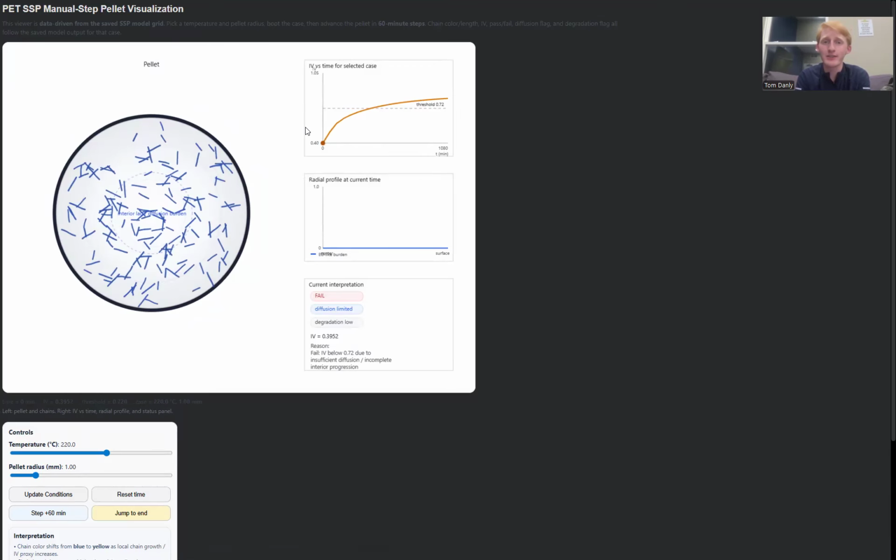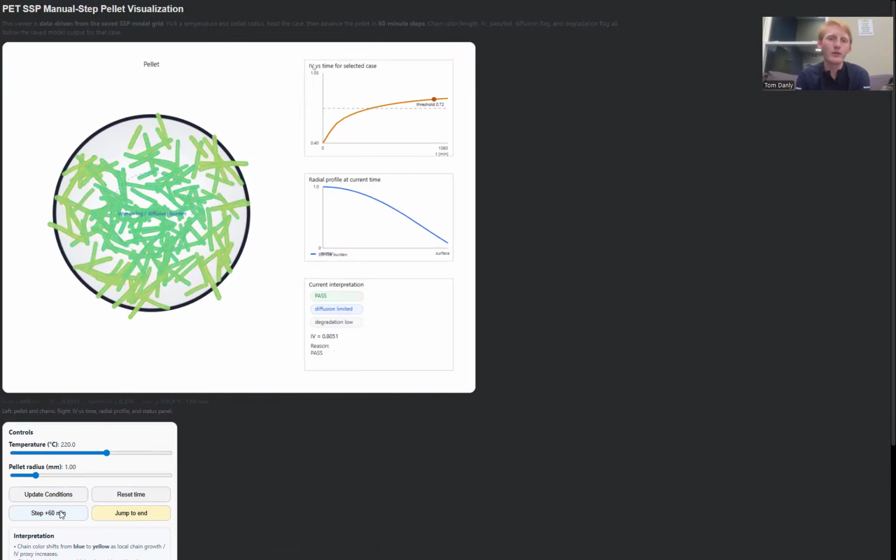Now we'll go over to the actual applet, where, setting these initial conditions of temperature and pellet radius, we can see the intrinsic viscosity versus time graph for it, and we'll be able to see the diffusion of ethylene glycol out of the system, and we'll also be able to see how molecular weights vary throughout the pellet. So as we step every hour, again, we can see moving along the line, we can see the radial profile change. We can also see greater molecular weights on the outside due to the diffusion effects.